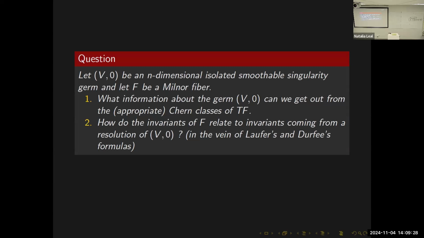But given a Milnor fiber, what information about the germ can we get out of the Chern classes of the Milnor fiber? Going back to Laufer's theorem, how do the Chern classes of the smoothing relate, for instance, to the Chern classes of a resolution? So those are kind of general questions. That's one line of research which I think is interesting, and many things are related, but these haven't been explored as far as I know.